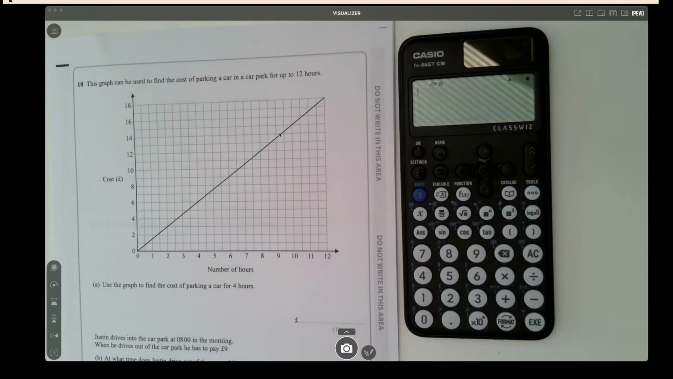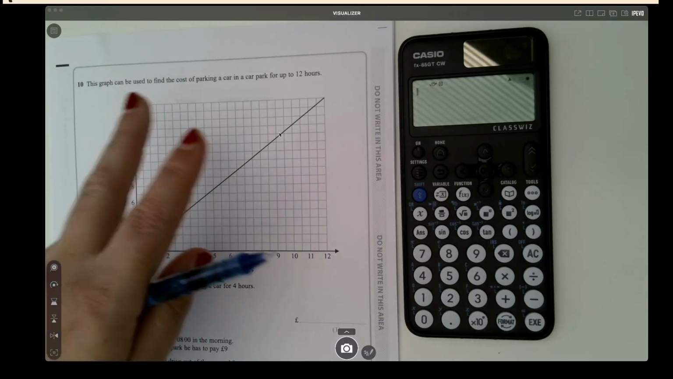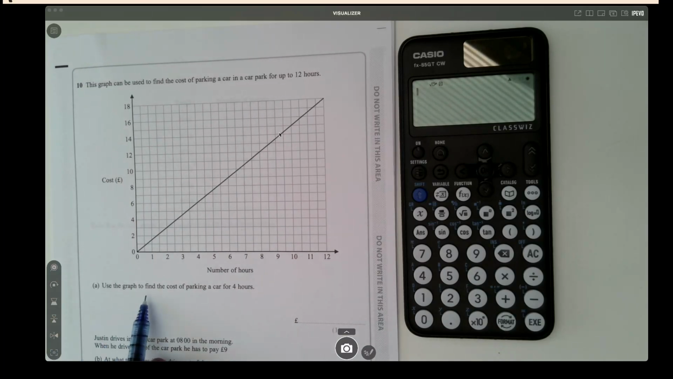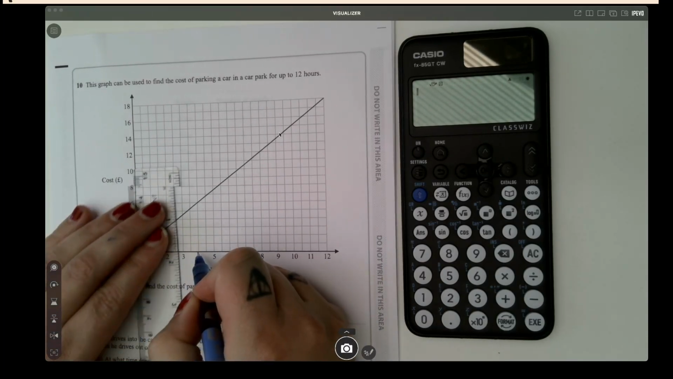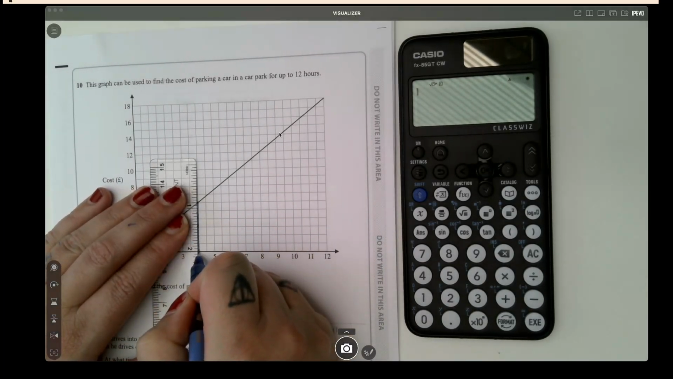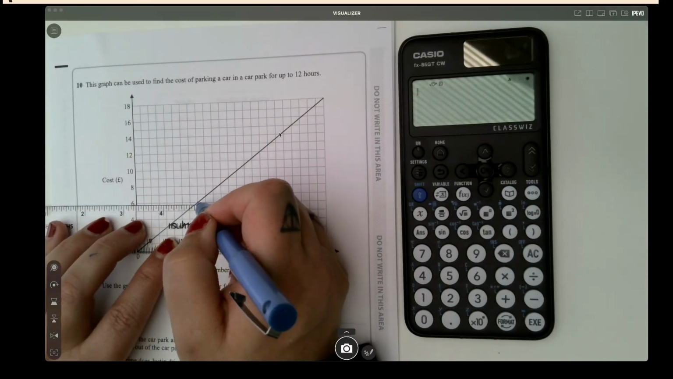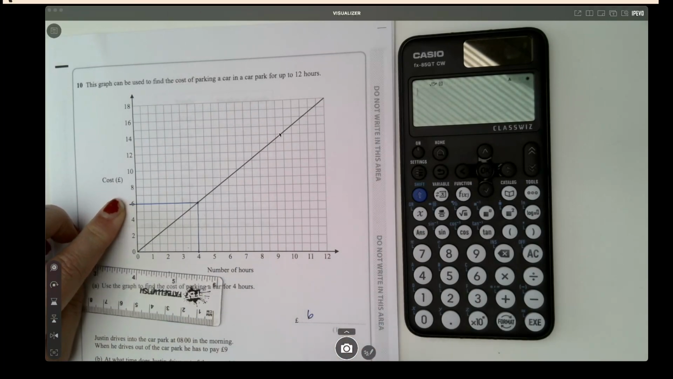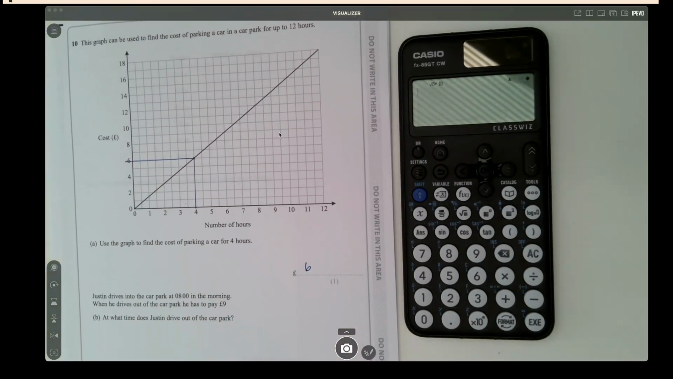Question 10. This graph can be used to find the cost of parking in a car park for up to 12 hours. So we have a conversion graph here. Part A, use the graph to find the cost of parking a car for 4 hours. So hours is along the bottom. So we're going to go to 4, draw up to the line, and then we're going to draw across. So it costs £6 to park for 4 hours.